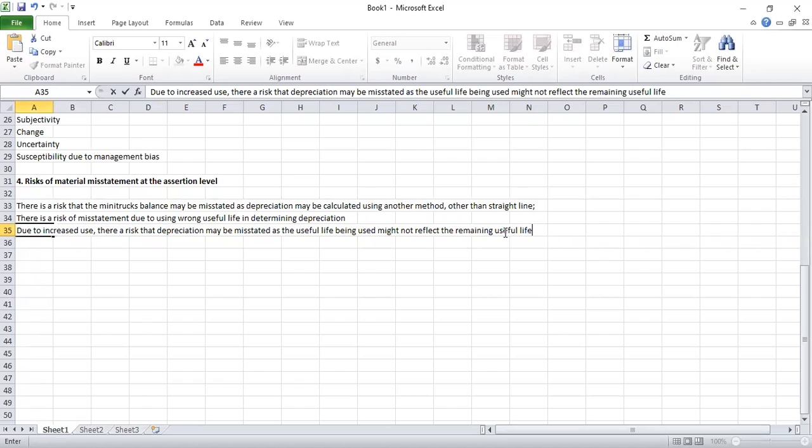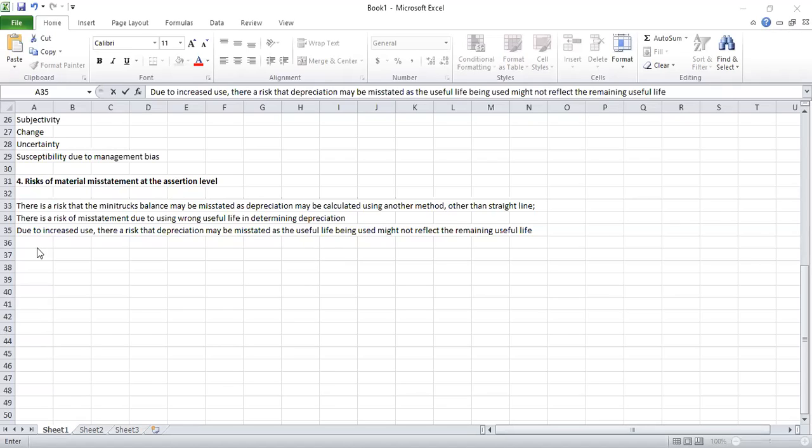Remember that according to IAS 8 and IAS 16, they should always check if the remaining useful life remains relevant. As long as the useful life of the asset is in doubt, we have to what? We have to adjust the useful life and account for a change in accounting estimate. Right.